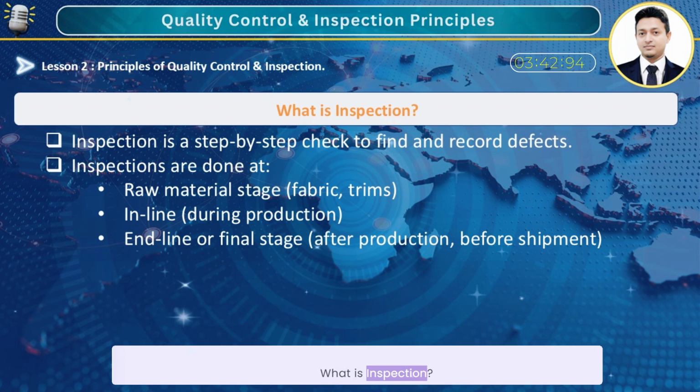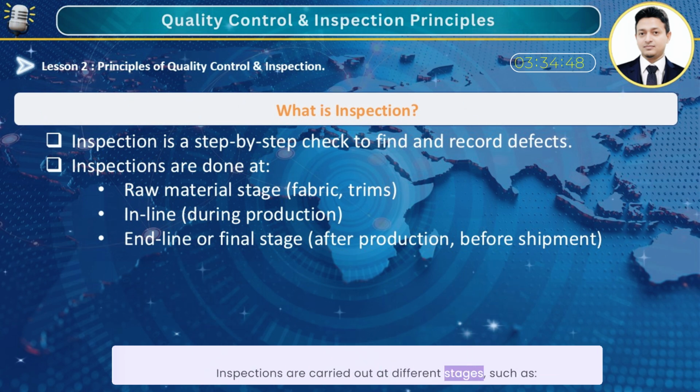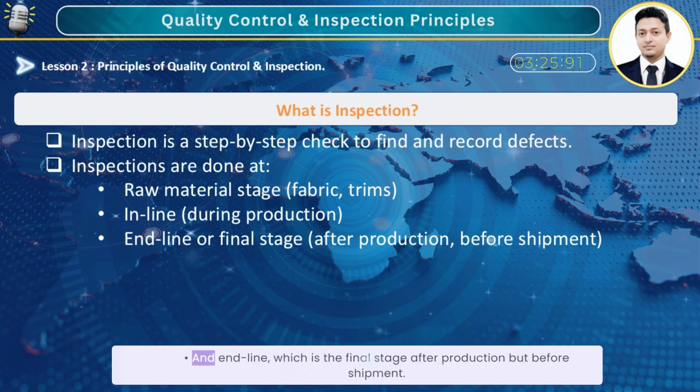What is inspection? Inspection is a step-by-step check to identify and record defects. Inspections are carried out at different stages, such as the raw material stage, like fabric and trims, inline or during production, and endline, which is the final stage after production but before shipment.